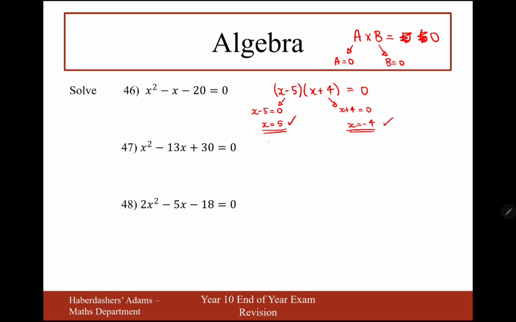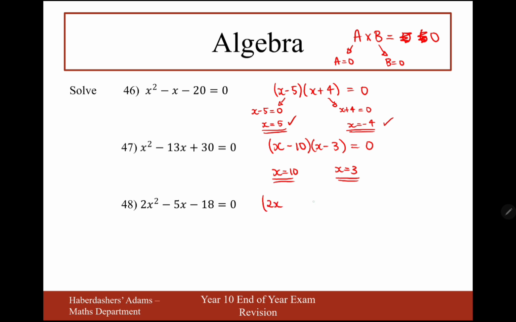So let's try and apply that rule to the second question on the screen here. x minus 10, x minus 3. That will be the correct factorization. And then our two solutions are x equals 10 and x equals 3. You could go through and do this little method if you like, but these are the two answers. And let's have a go at question 48 then.